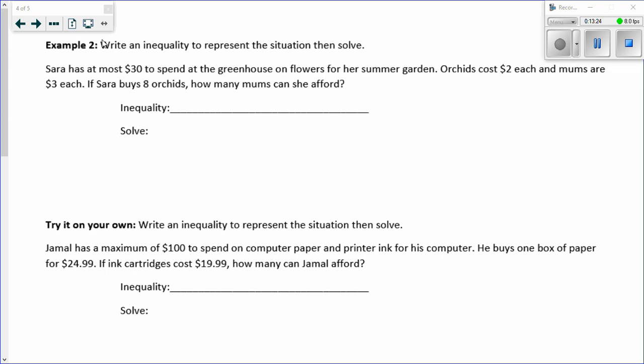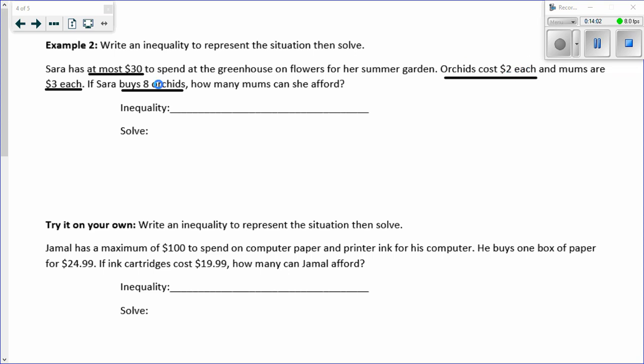Alright. Now we're going to do the same thing, but for a flower shop. Looks like Sarah has at most $30, so at most is something, to spend in the greenhouse on flowers for her summer garden. Orchids cost $2 each, and mums cost $3 each. If Sarah buys 8 orchids, how many mums can she afford? So again, we're comparing how much she is actually trying to spend versus how much she has to spend.